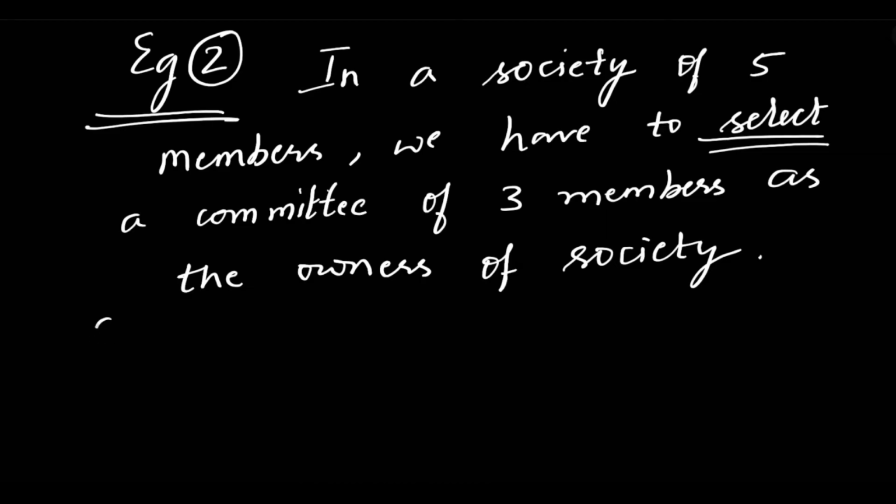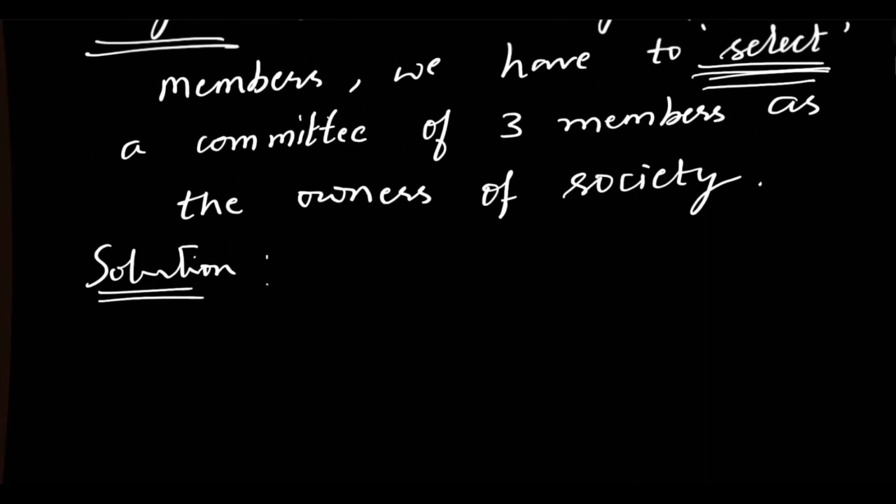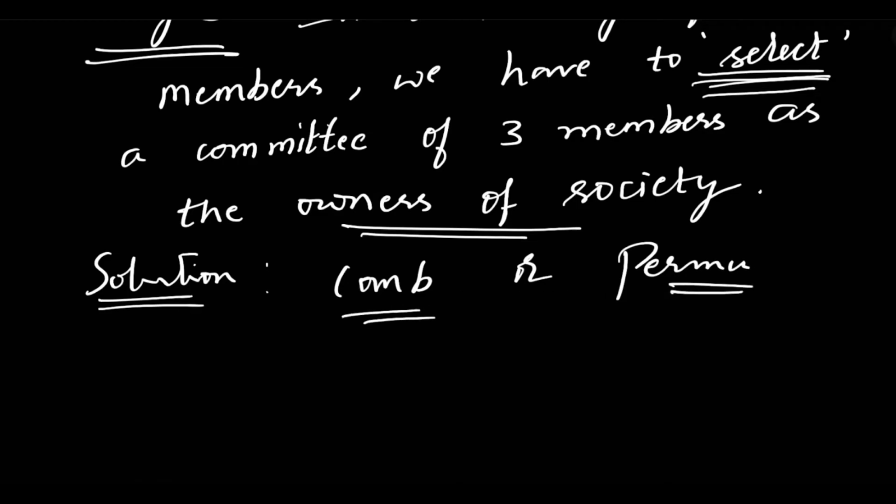Solution. You have to observe here the word select I have underlined. How do you decide whether this problem is based on permutation or combination? You have a word select here. Select means the order doesn't matter, right? Here we need to form a committee consisting of 3 members in each committee. That means it's a problem based on combination.